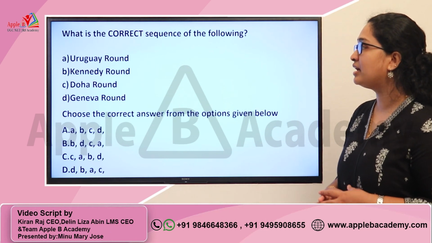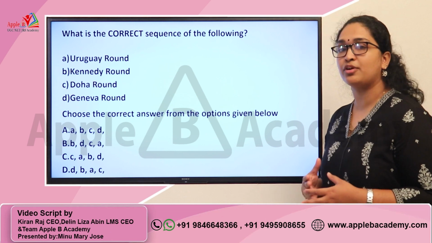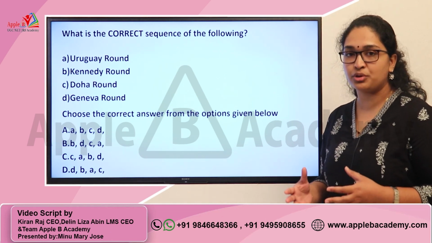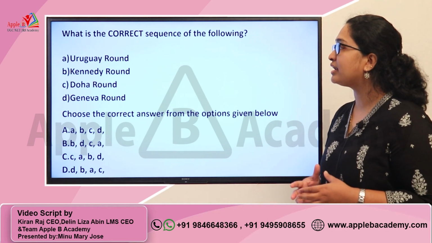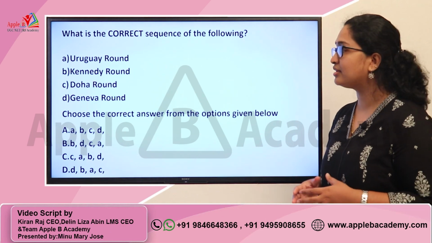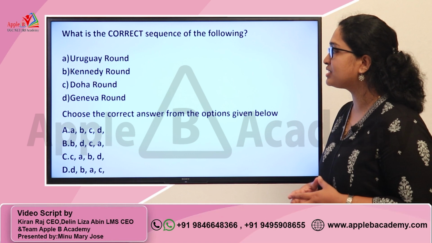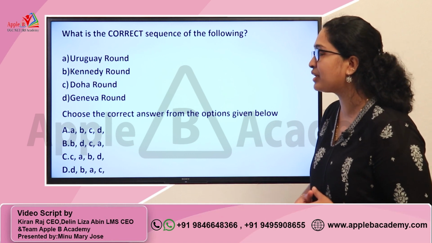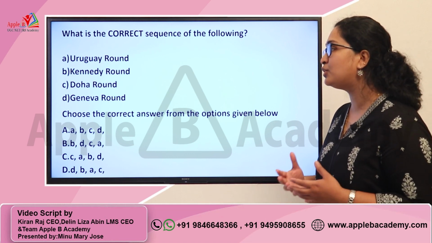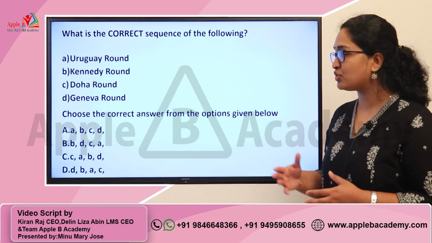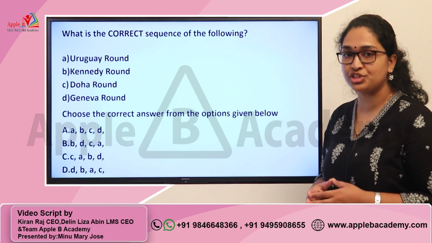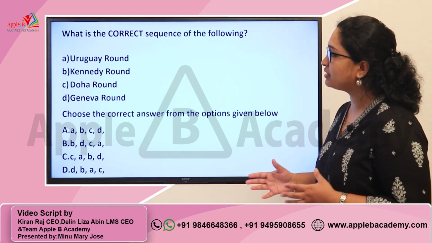Now, the next question. Which is the correct sequence of the following? These are the WTO conferences given. We have to arrange them in order of the chronological dates. The conferences given are the Uruguay round, the Kennedy round, the Doha round and the Geneva round. So from the given options, we have to chronologically order these rounds.